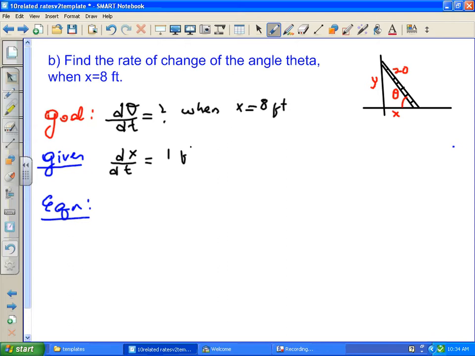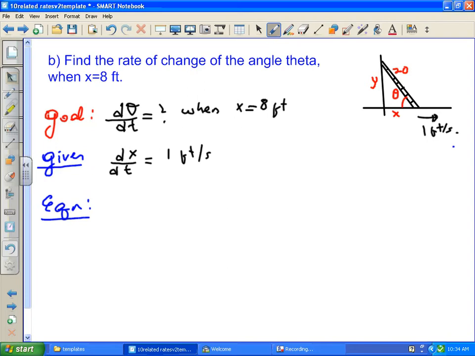Positive 1 foot per second, because this ladder was being pulled away in that direction at a rate of 1 foot per second. That hasn't changed. But the equation has changed, because somehow you need to relate theta and x. You need to have theta and x in the same equation. What kind of an equation would that require?